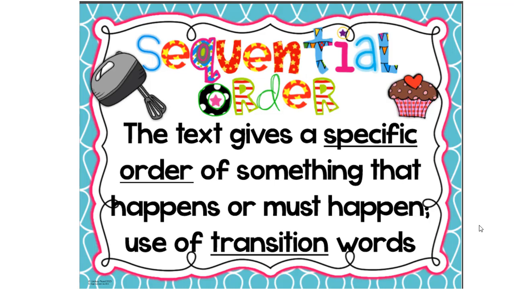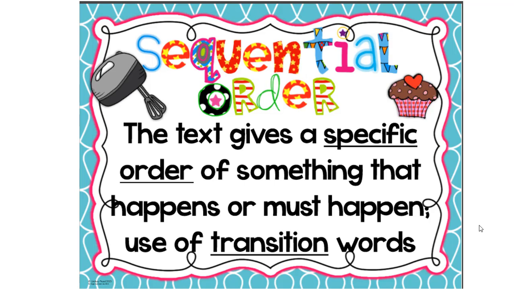The second text structure we're going to be seeing tonight is sequential order, or we could also call it chronological order. We have seen description text structure. That's where we see the main idea and the details to support it. Sequential order, or chronological order, is the text that gives a specific order of something that happens or must happen.